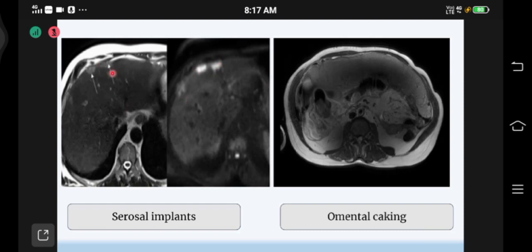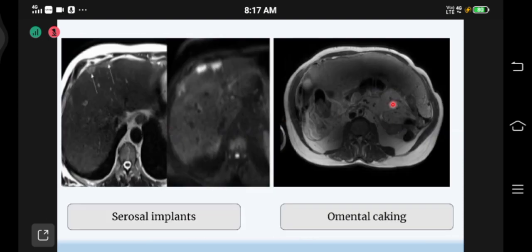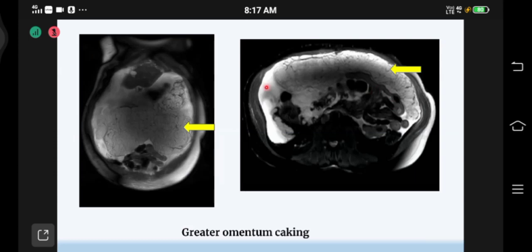You can see that this is a T2 weighted sequence, and this is a diffusion weighted sequence, very nicely lighting up. And this is a case of omental caking. You can see a diffusely thickened omentum here. This is in T2 fat sat images showing diffuse omental caking, omental thickening. Very nicely seen. Unlike in the previous case, where it may sometimes be very difficult to interpret, here it becomes much easier to tell that all these things are pathological, not fat.